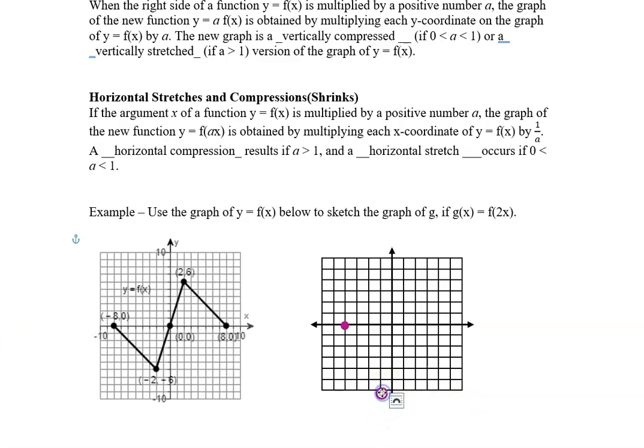And again, my stylus doesn't seem to want to be cooperating with me, so I'm going to shift it over a little bit here. And we're going to continue this process until we get all of the points that were on this original graph replotted.